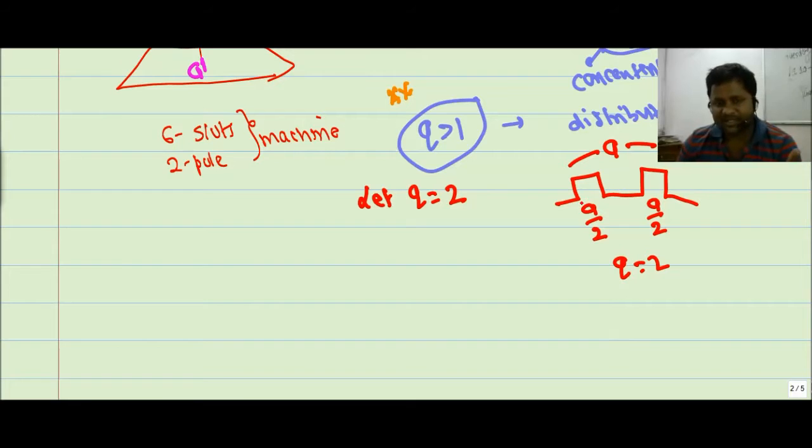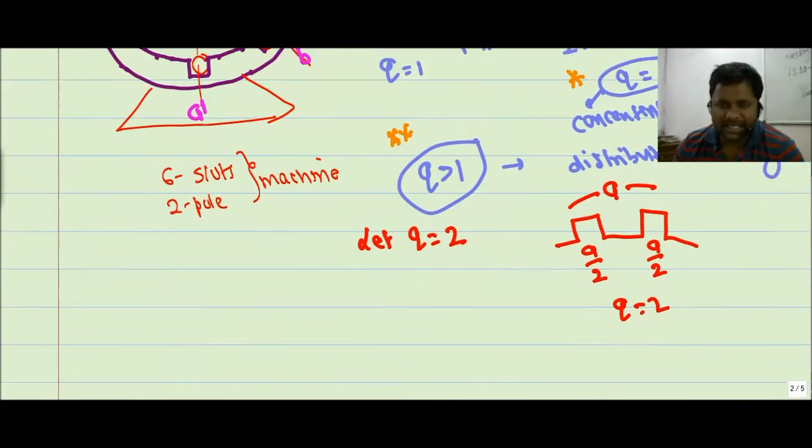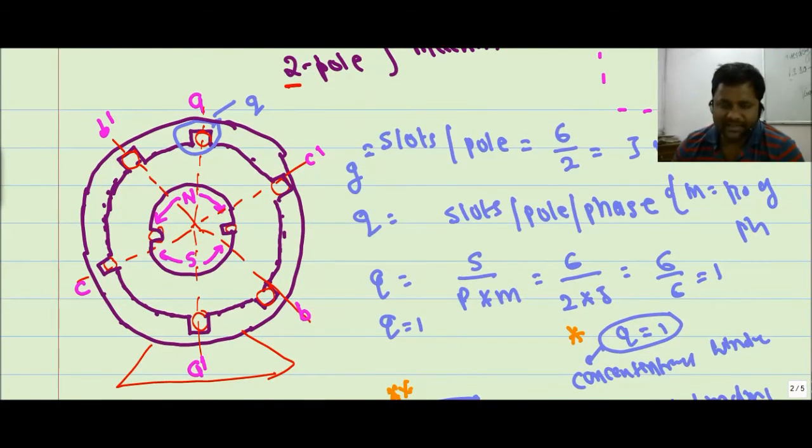If 2 slots are available and we are using 2 slots, then it should be a distributed winding. So I think you will understand: if Q is greater than 1, that means it is 2, 3, 4 or more. Slots per pole is 3, and per pole per phase is 1, so Q is 1. If Q is greater than 1, say slots per pole per phase is 2, that means in each phase there are 2 slots. That is called Q equals 2. This is the basic concept of Q greater than 1 or Q equal to 1.